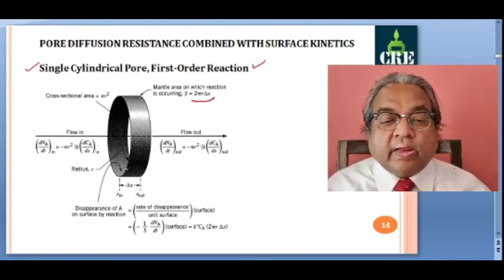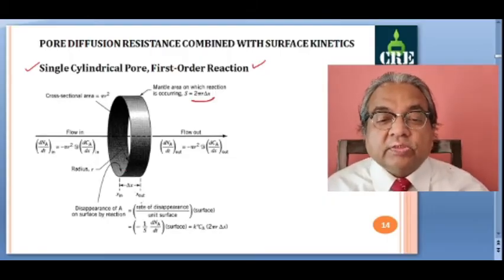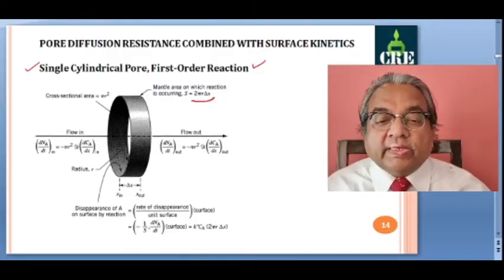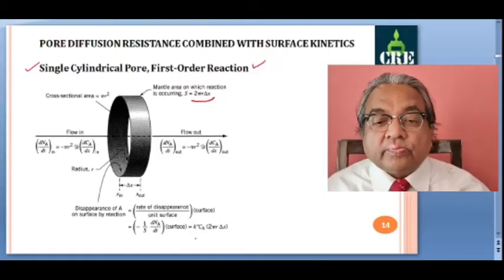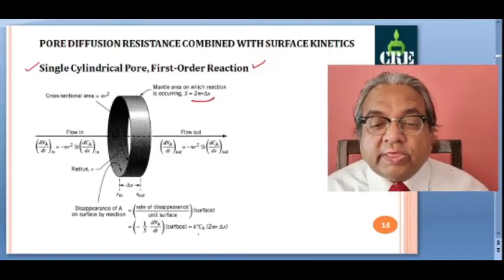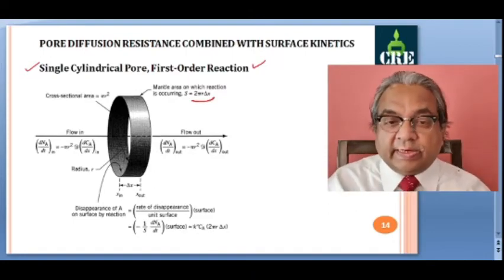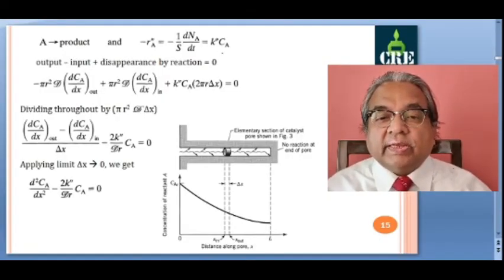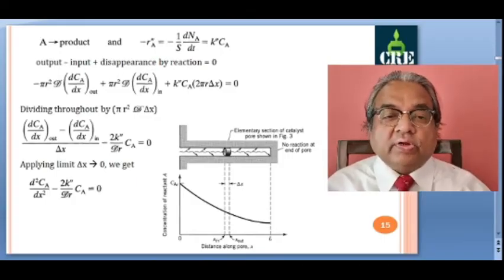Disappearing at the surface because of the surface reaction. This is the rate of disappearance, minus 1 upon S dNA by dt per unit surface, and I multiply by the surface. Now which surface? This 2 pi r delta x. So minus 1 upon S dNA by dt will be equal to k double prime Ca multiplied by 2 pi r delta x. The reaction is A giving product, first order, minus 1 upon S dNA by dt equals k double prime Ca, where k double prime is the first order rate constant.